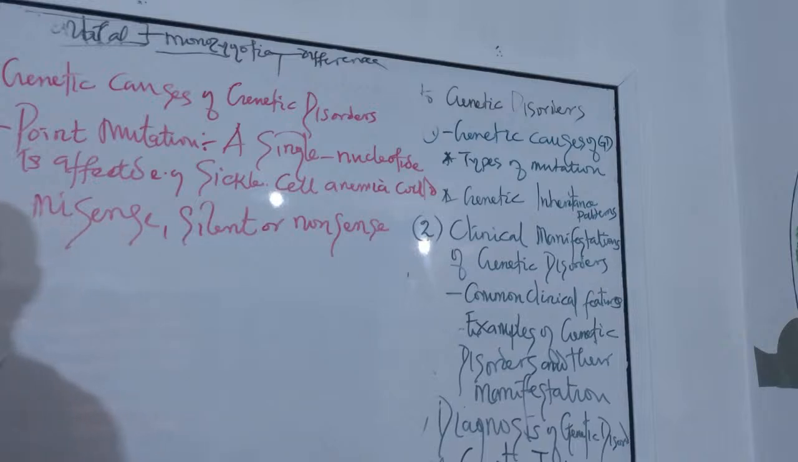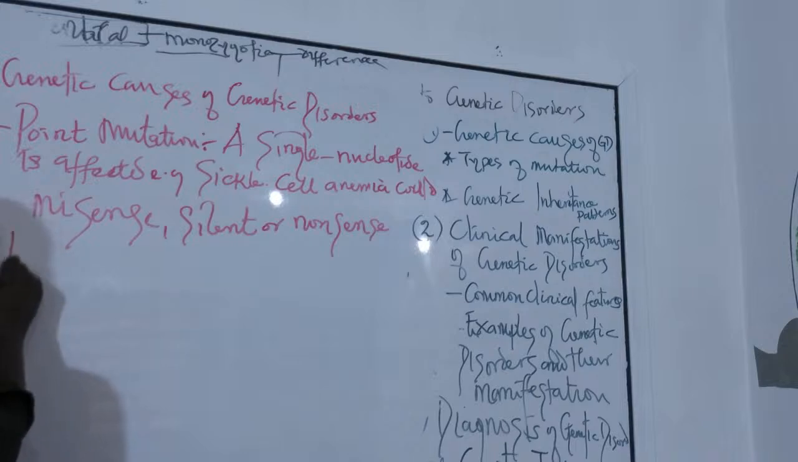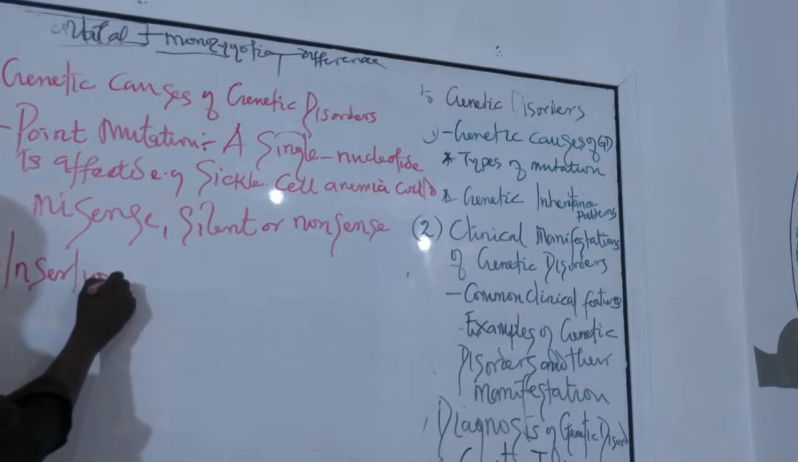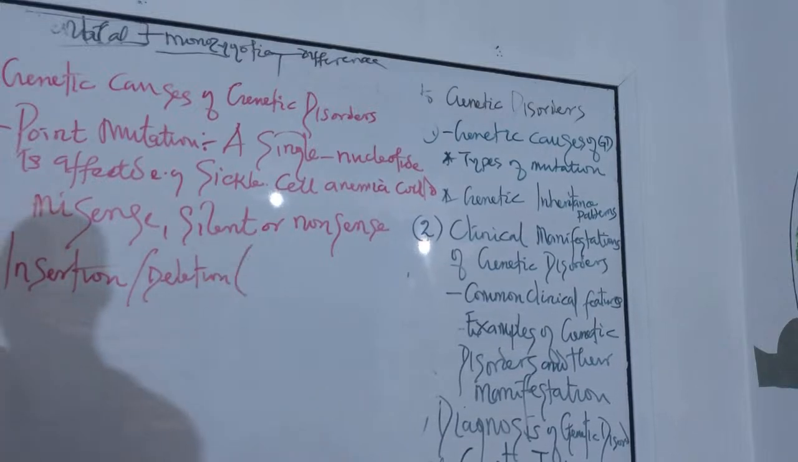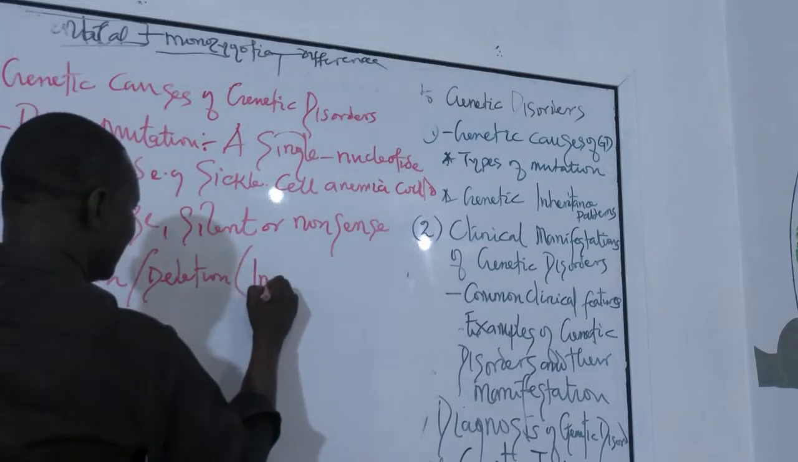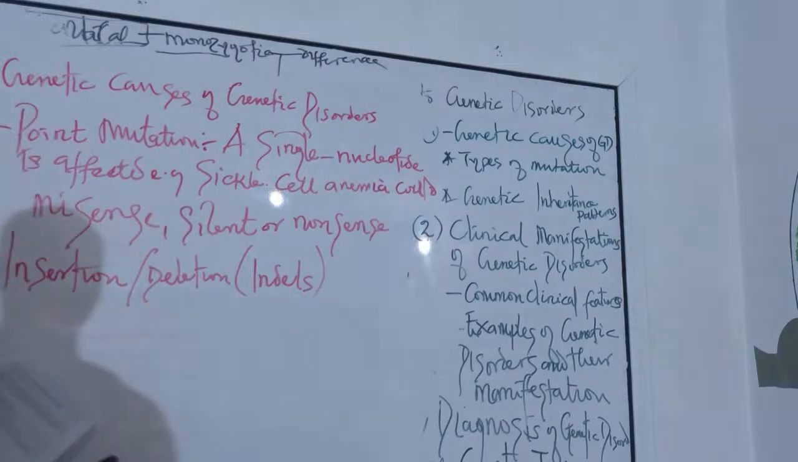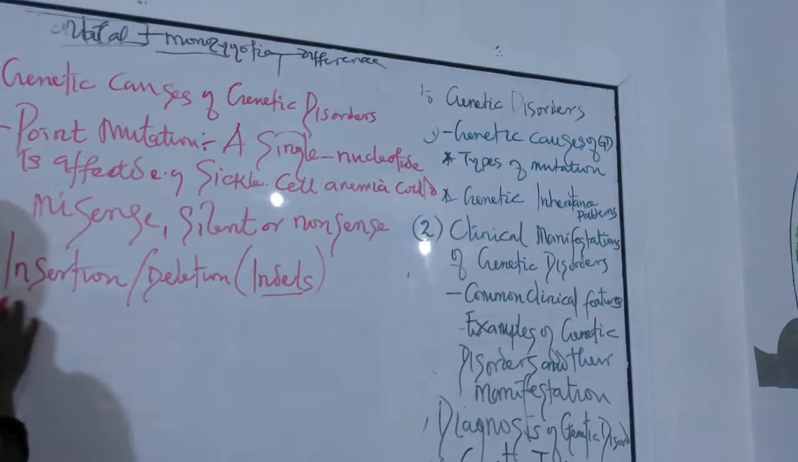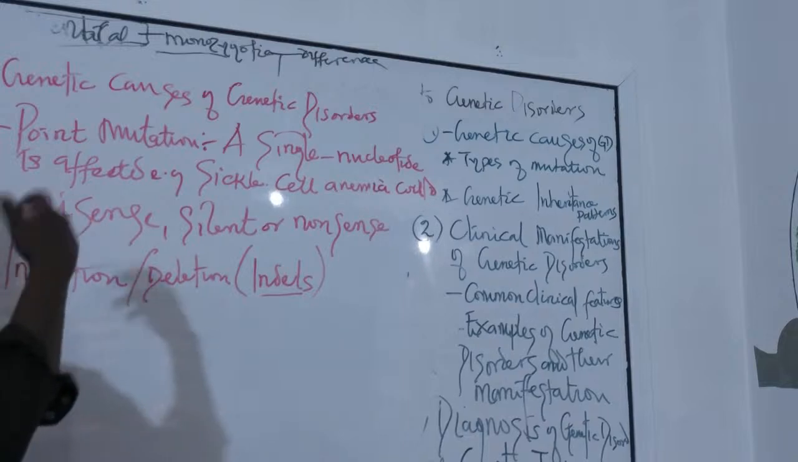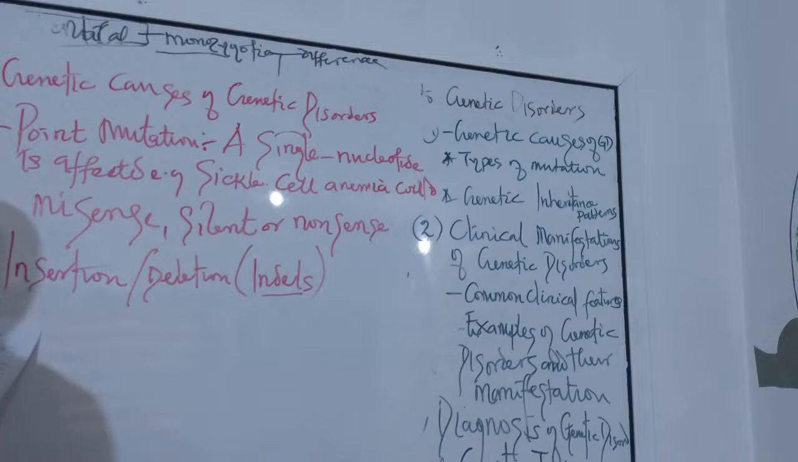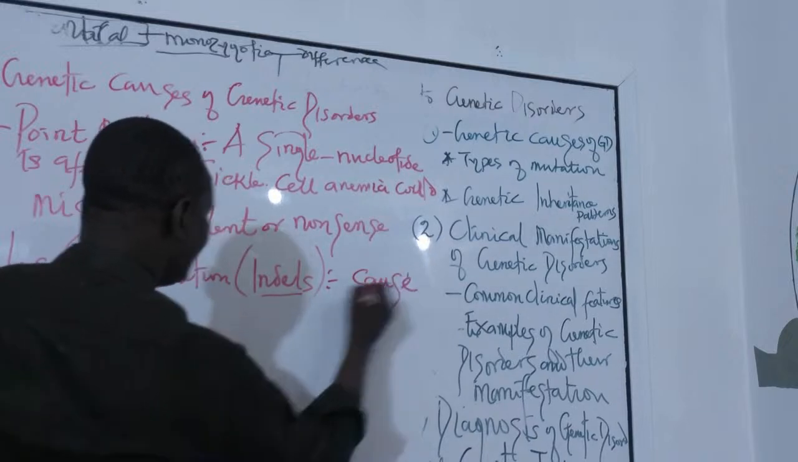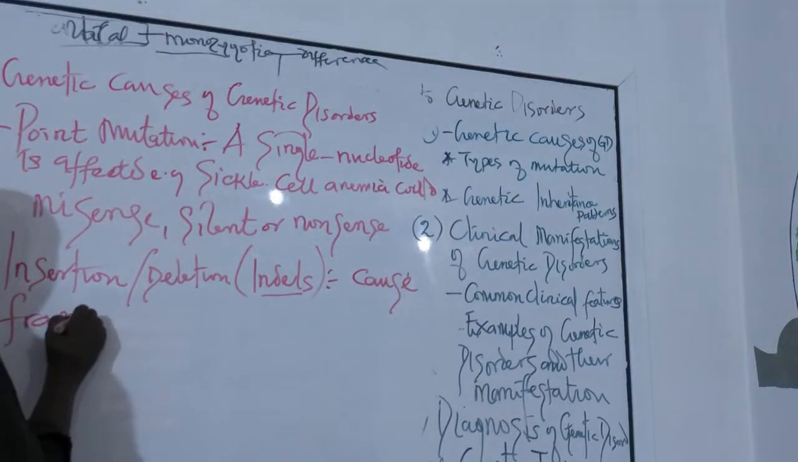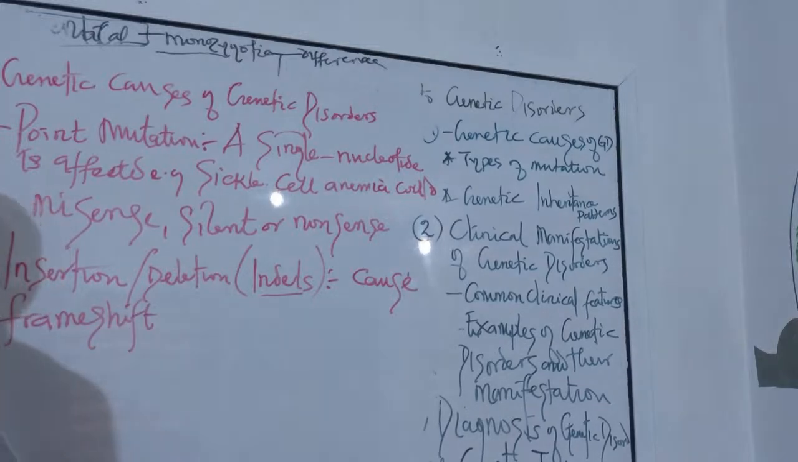The second type of mutation is mutation that has to do with either insertion or deletion. In some other places, you can also receive them as indels, short form. Insertion and deletion, that's why they call it indels. That is when extra nucleotides are added or deleted. This can cause what is called a frame shift mutation.